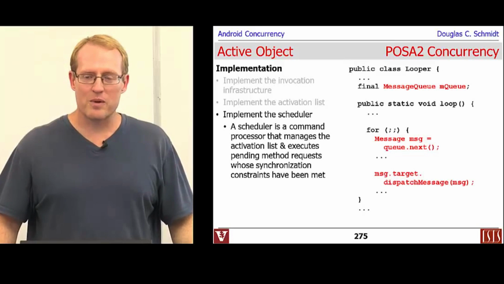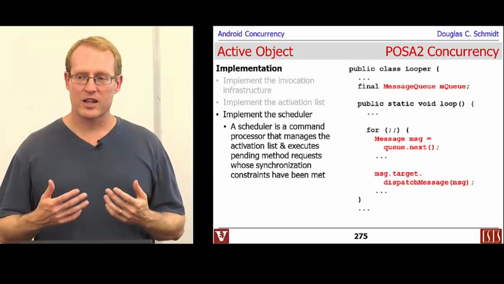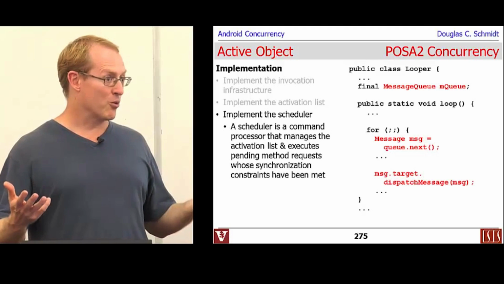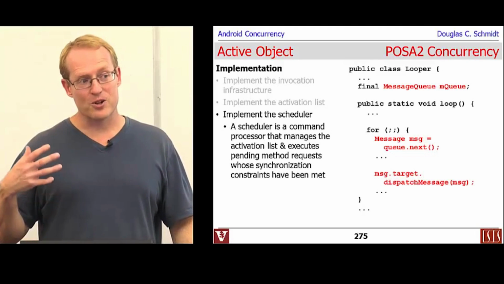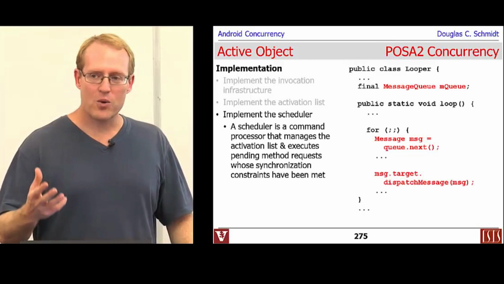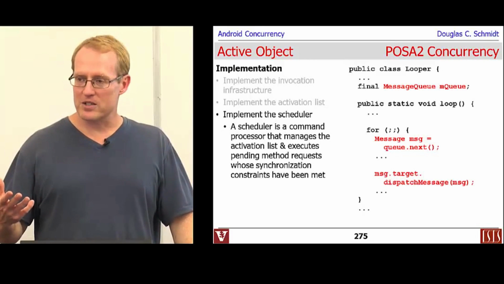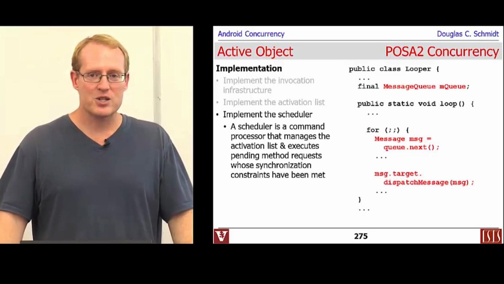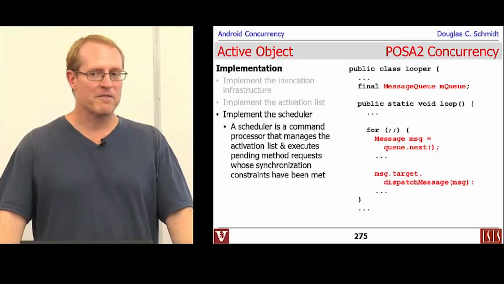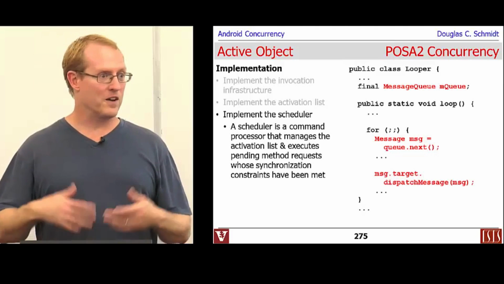So the scheduler basically implements this pattern: you enqueue things into the activation list, and then you get them out in another thread of control. The scheduler figures out when it can retrieve the request from the activation list. There are a bunch of different variants. The simple one is just to have the activation list be a FIFO queue and have the scheduler simply do FIFO scheduling.